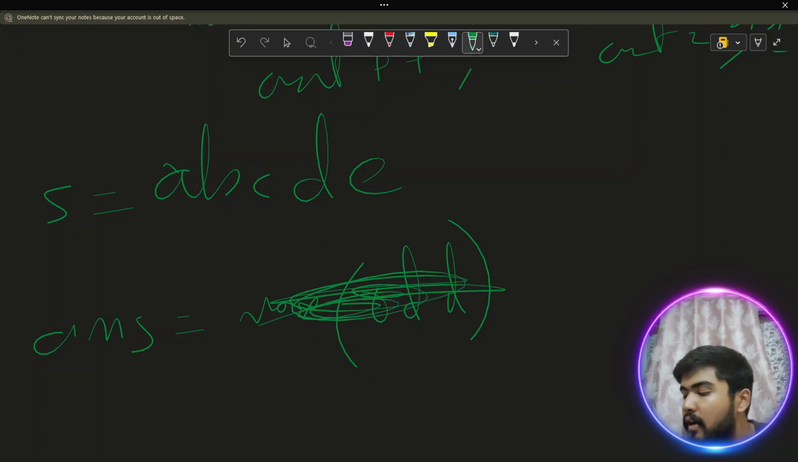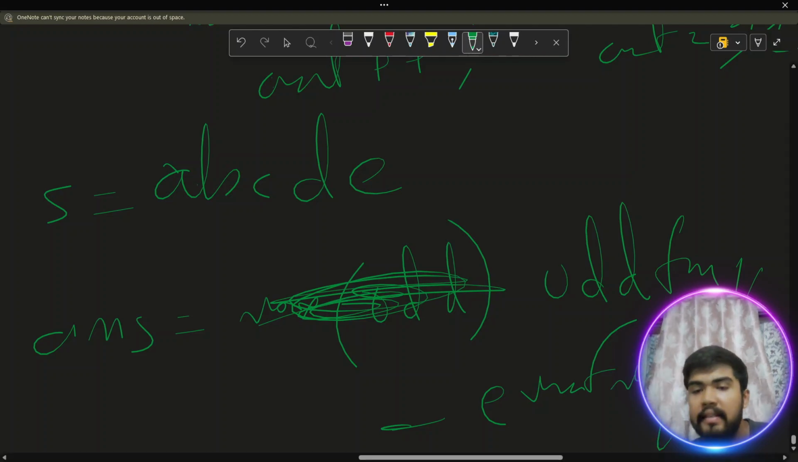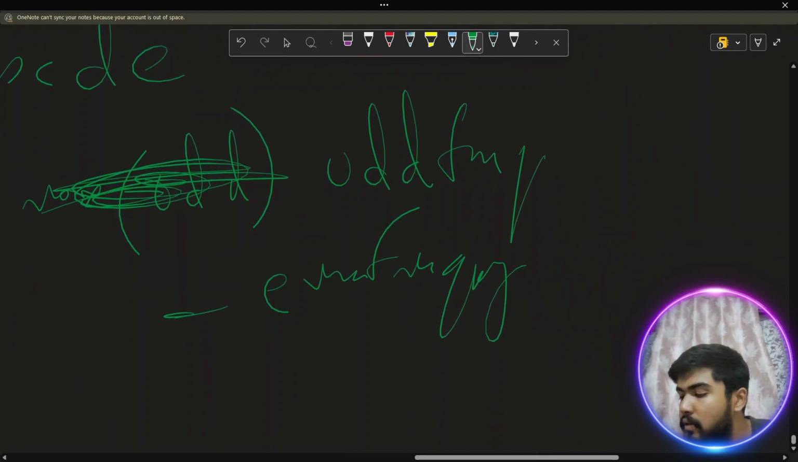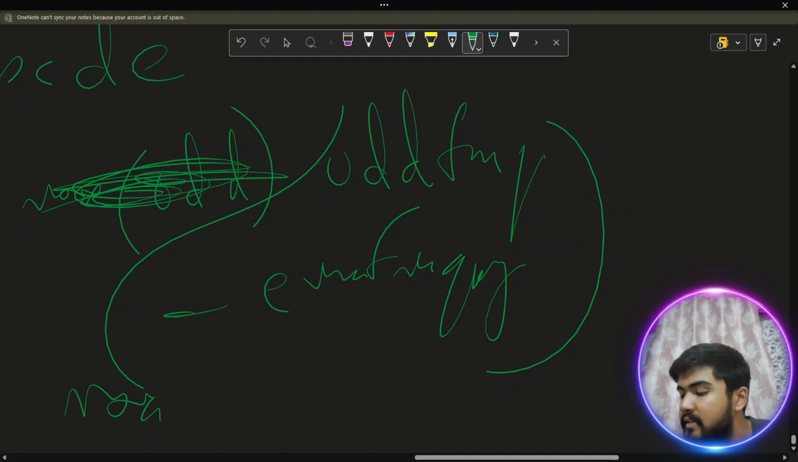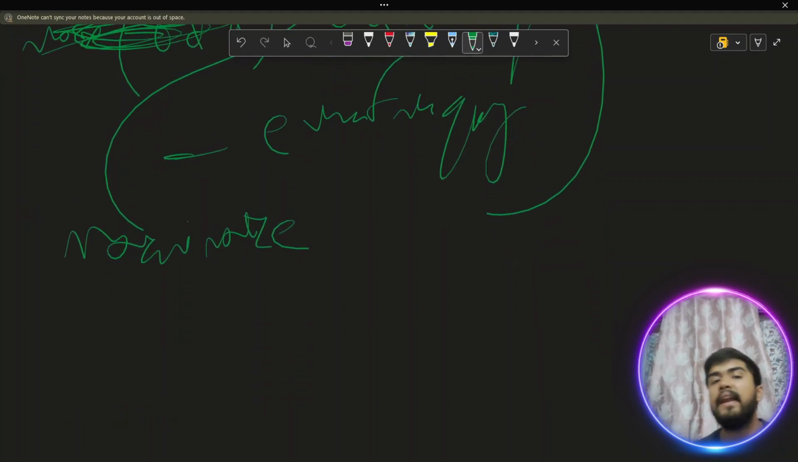So we basically need the odd frequency of any character minus the even frequency of any character. So we need this gap. This gap should be maximized. So how can we get it?